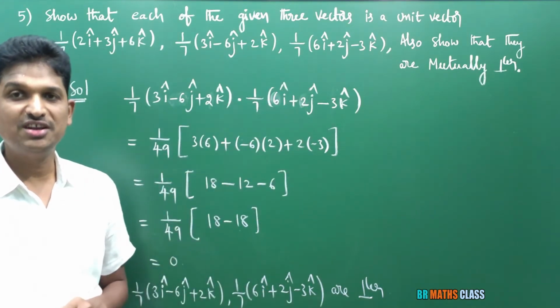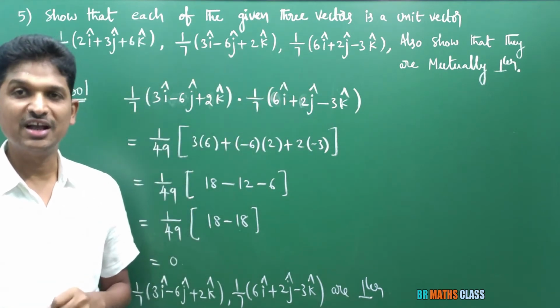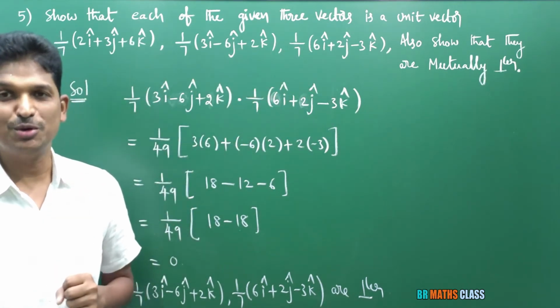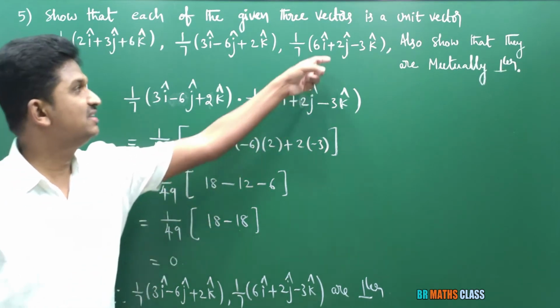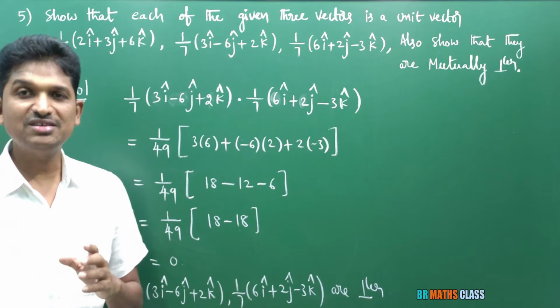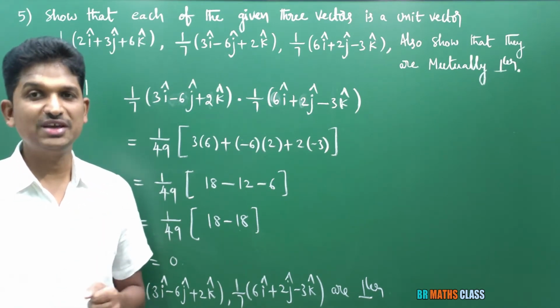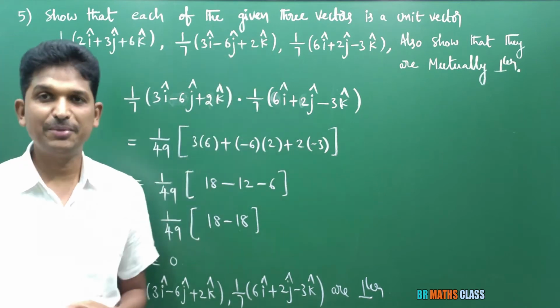Now one more thing is remaining. What is that? Third vector, first vector are perpendicular. I want you to try this problem on your own. You prove that this third vector, first vector are perpendicular. How to prove? You just calculate their dot product. If their dot product is 0, then we can say that they are perpendicular.